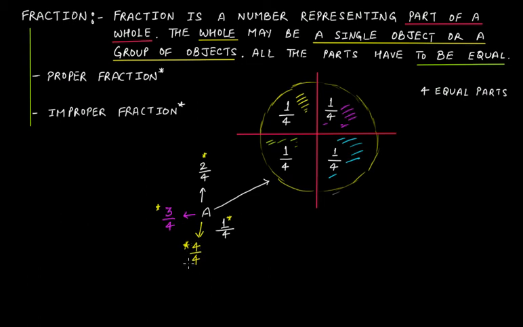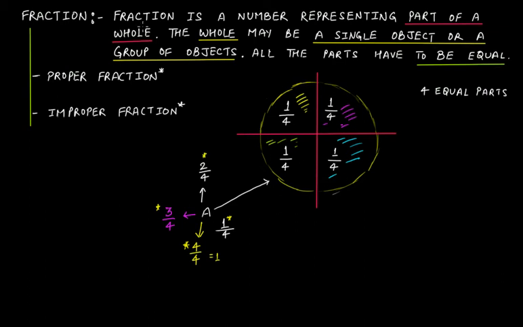Now this number is representing that the person A has 4 equal parts. 4 equal parts out of how many parts? This 4 is the number of parts that this pizza was divided into. This is telling you how many parts the person has, 4 parts. So 4 by 4 is, of course, if you divide 4 by 4, you'll get 1. It means that this person is having the whole complete pizza.